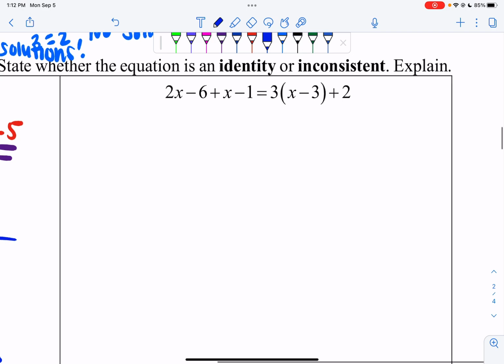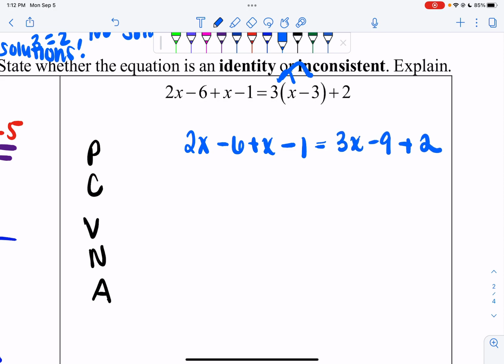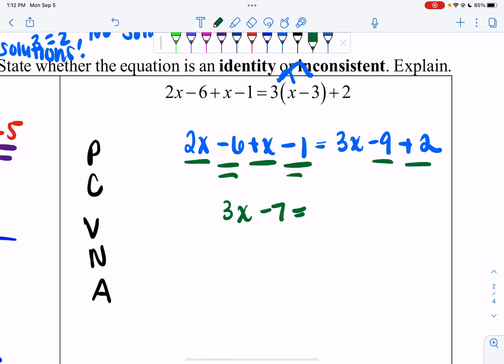So let's look at this example over here. I still do my PCVNA procedure. I have parentheses, I have to distribute, so there's nothing to do on the left side, so I just rewrite it. Distribute your 3, so I have 3x minus 9 plus 2. Combine your like terms now. 2x and an x is 3x. Negative 6 and a negative 1 is a minus 7. 3x can't combine. Negative 9 and 2 though, that gives you negative 7, so I have 3x minus 7.